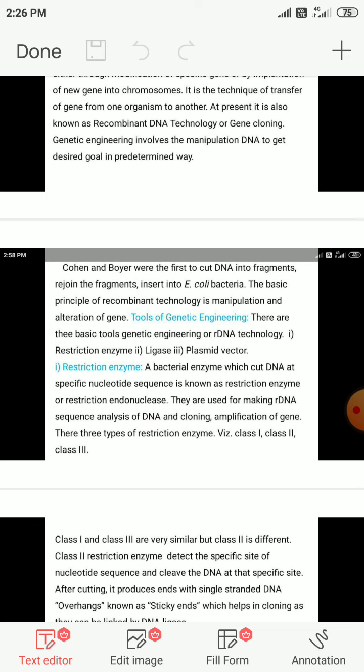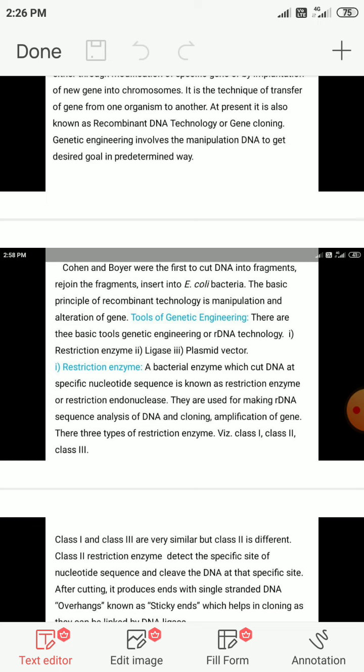The tools of genetic engineering. There are three basic tools of genetic engineering or DNA technology: first, restriction enzymes; second, ligase; and third, the plasmid vector. We will start with the restriction enzymes, which are called endonuclease enzymes. These restriction enzymes can directly detect the site of the nucleotide sequence and make a cut at the particular site where they have taken position.